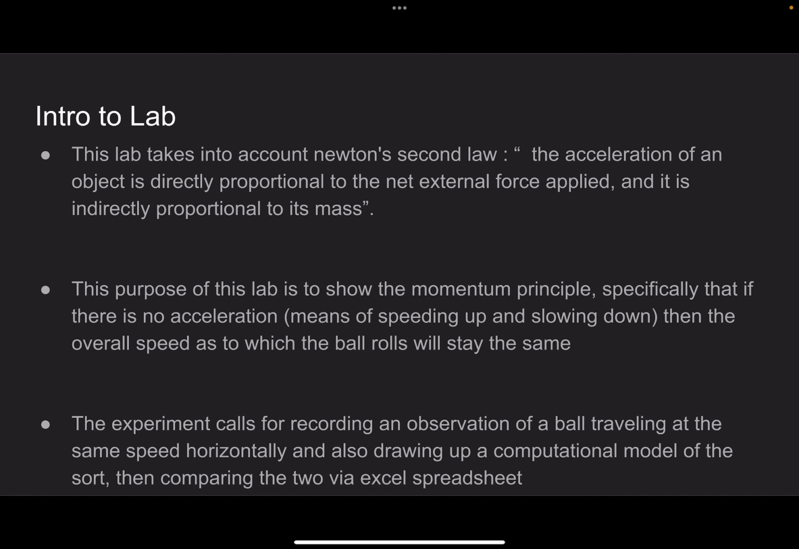Now, this experiment calls for recording an observation of a ball traveling at the same speed horizontally, while also drawing up a computational model of the same thing, which will be done in GlowScript, I'll show that later, and then comparing the two via Excel spreadsheet or Google Sheets.